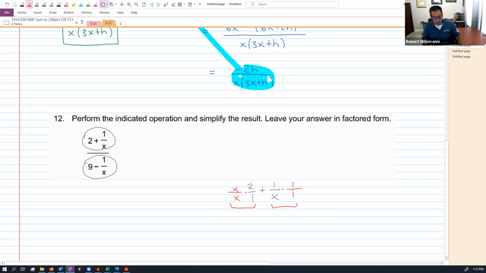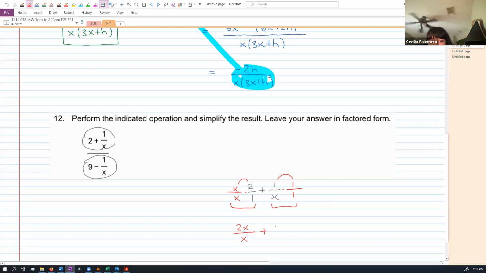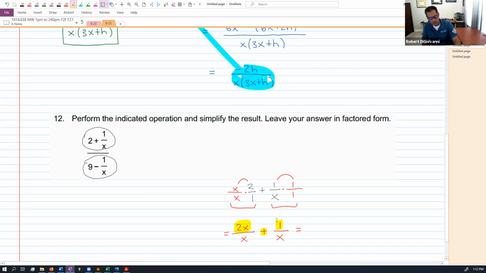So Cecilia, do you want to tell me what I'm gonna get here when I put all that together? 2x over 1x plus 1 over x. I'm just gonna put x, if that's okay with you, plus 1 over x, like that. And then when you put those two together, what do you get? 3x over x. Okay, so are you getting the 3x? Did you do 2x plus x, or 2 plus 1? You're doing 2x, right? And you're adding to it 1, right? But you can't combine those because they're not like terms, right?